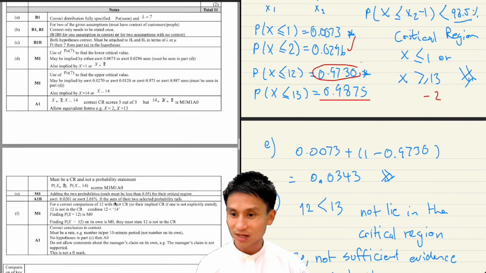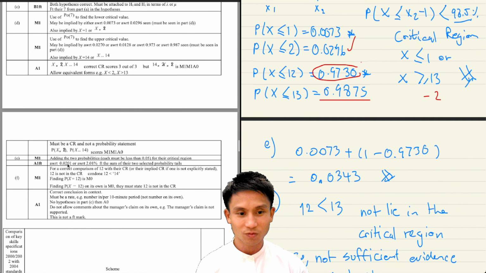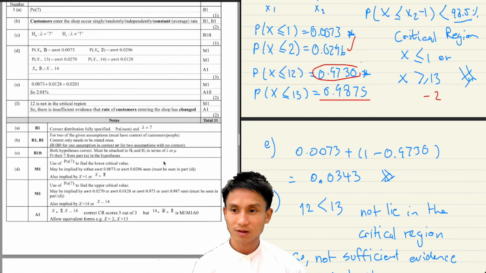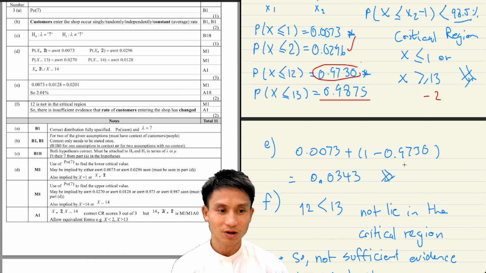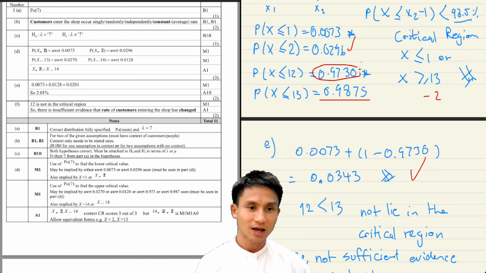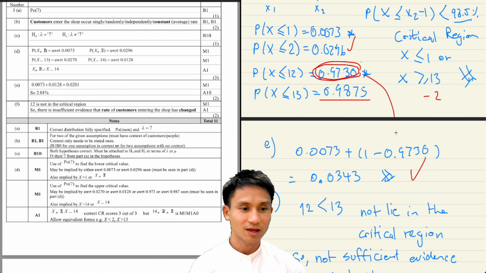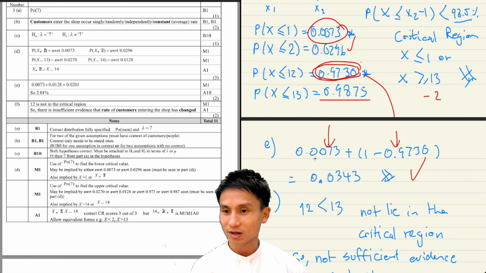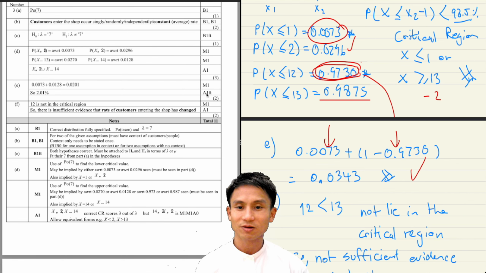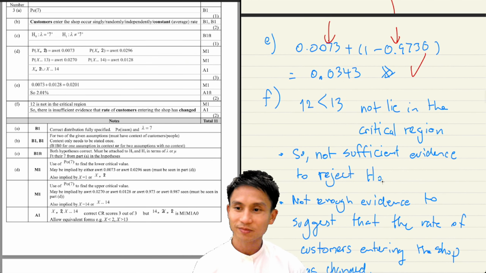So let's read that. FT: award that or that, the sum of their 2 selected probability tails. I'm just going to assume that I get the mark here, because I took this and then put it here and then added it with this. Okay, so that's a follow through mark. Sometimes it's not allowed, sometimes it is allowed, so you've got to check the mark scheme. I mean, if you can.